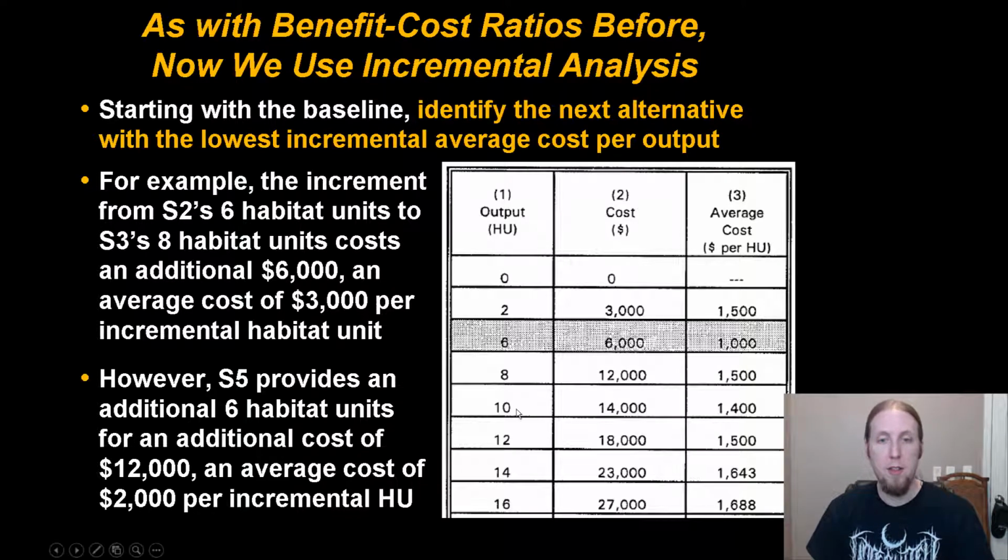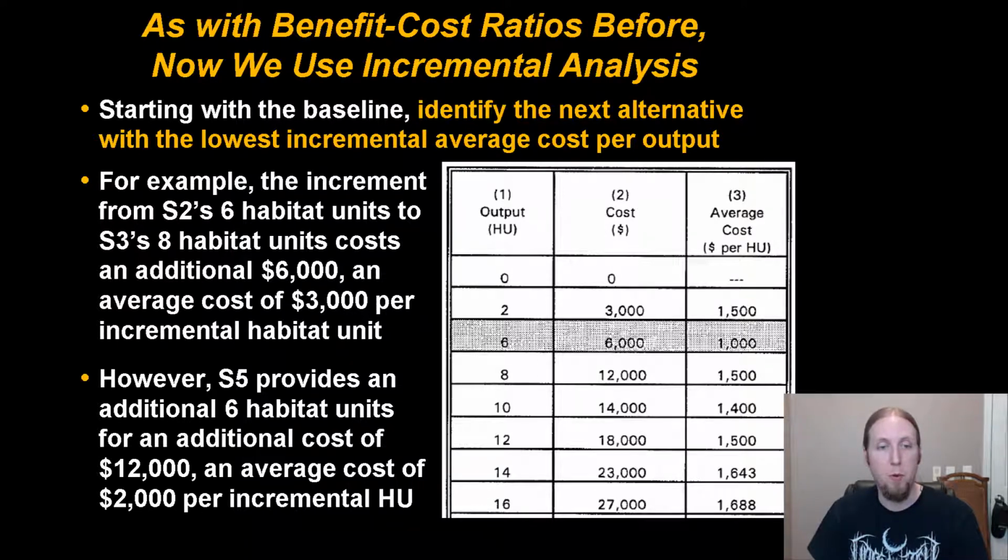However, if we look further down the table at strategy 5, it produces 12 habitat units, which is an additional 6 over strategy 2, and its additional cost is $12,000 more than strategy 2, so it has an average cost of $2,000 per incremental habitat unit. Its average incremental cost per new habitat unit is lower than strategy 3.